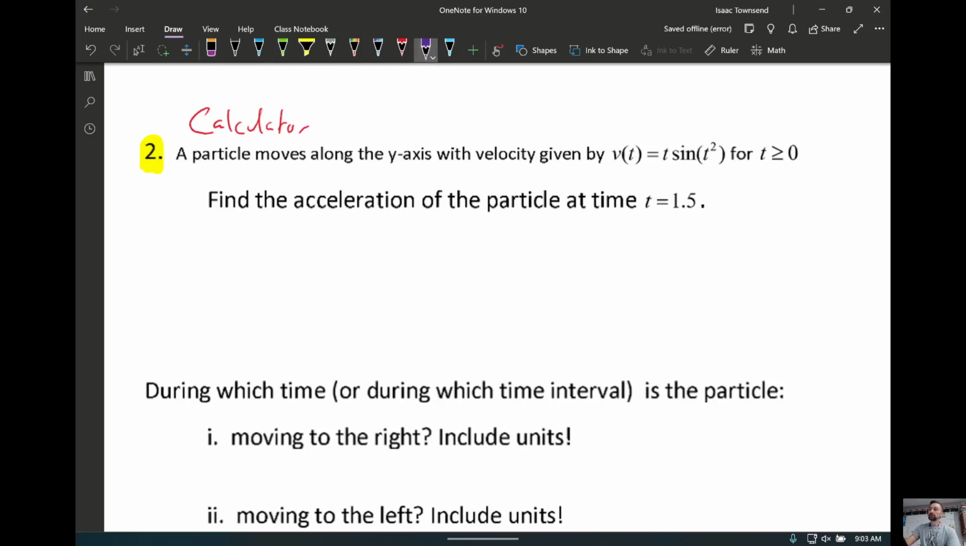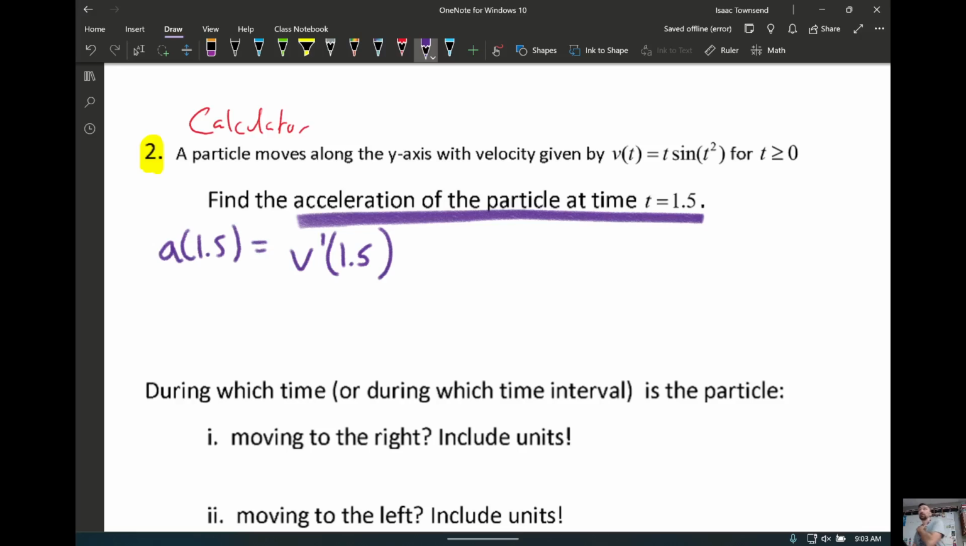Okay, so my question to you is, if I want to know the acceleration at 1.5, how am I supposed to find that? Acceleration is the same as the derivative of velocity. So the acceleration at 1.5 is the same as the derivative of velocity at 1.5. Now again, you don't know how to take the derivative of this yet. You'll be pretty close after I go over the next handout, because that's almost something called product rule, but it's not. There's actually one more piece to it.